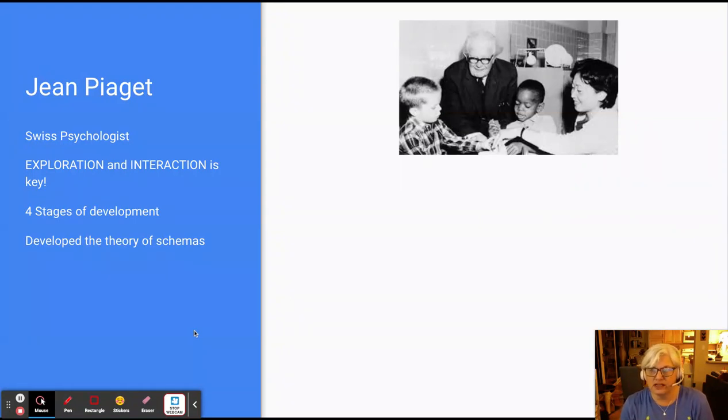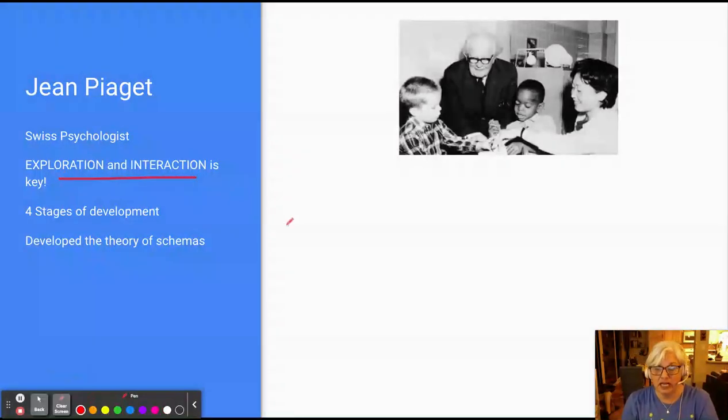He is a Swiss psychologist. He really is well known in psychology. He had probably one of the most popular theories of development. The key for his theory is that the child is the scientist, meaning the child has to interact with their environment. That is absolutely key to Jean Piaget's theory. That interaction and experimenting is how kids learn.